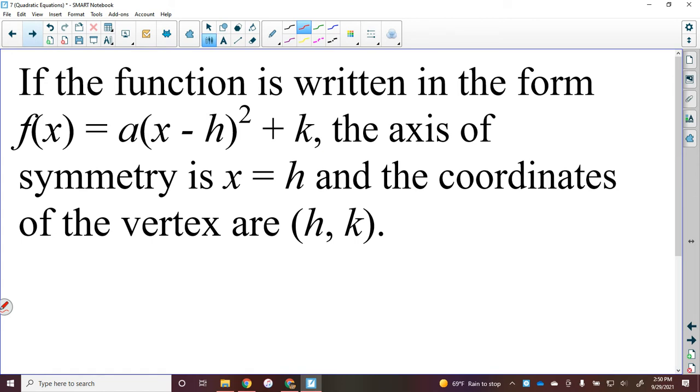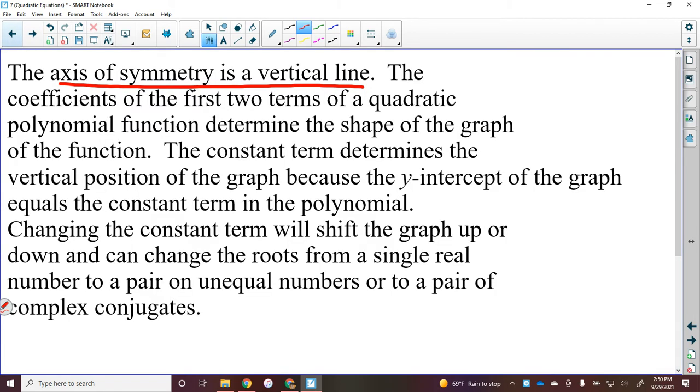Whoops, did I go ahead too far? Okay. All right, this is worth looking at. Let's look at the next sentence. It says the coefficients of the first two terms determine the shape. Well, I think they're talking about if it's in standard form.